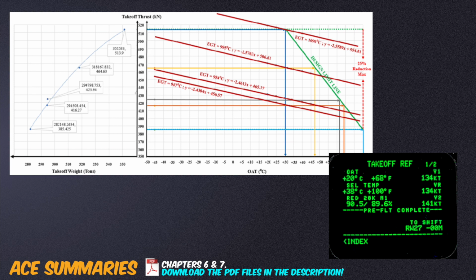Reduced thrust takeoffs are not permitted if there's a contaminated runway, if the anti-skid is inoperative, if the reverse thrust is inoperative, if the aircraft is performing an increased V2 procedure, or if the PMC is off.